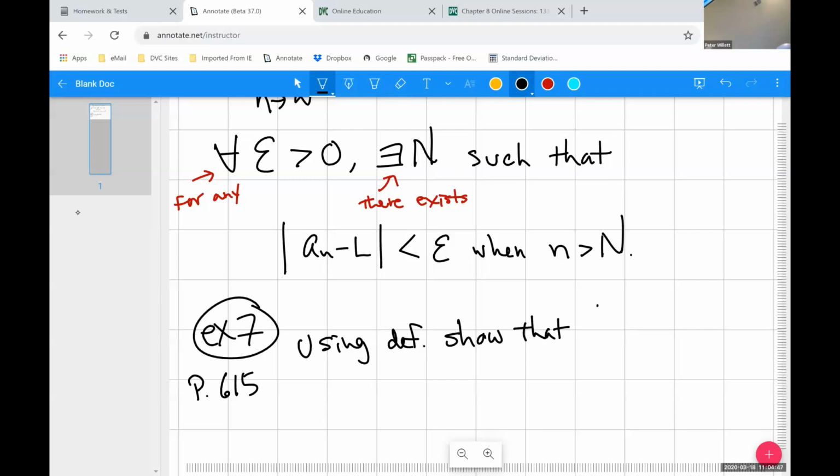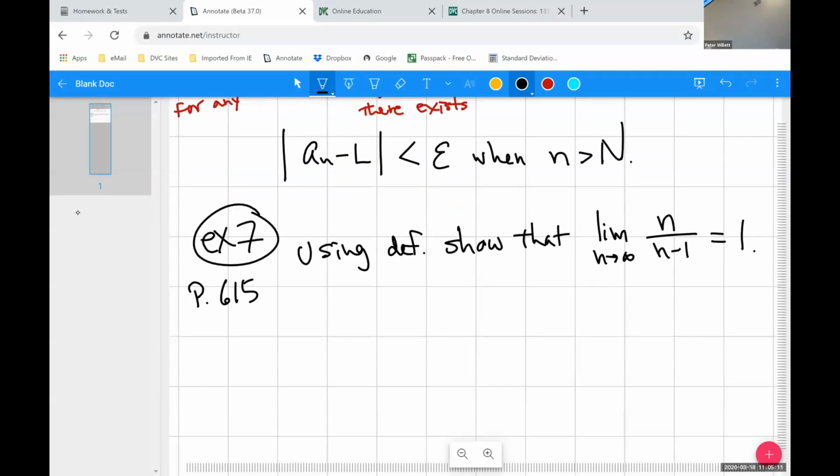Show that the limit as n tends to infinity of the sequence n over n minus 1 is equal to 1. So they're telling us the value of the limit, telling us that this limit is 1. The goal is not to calculate the value of the limit. The goal is to show that it's true based on this epsilon-N definition above.